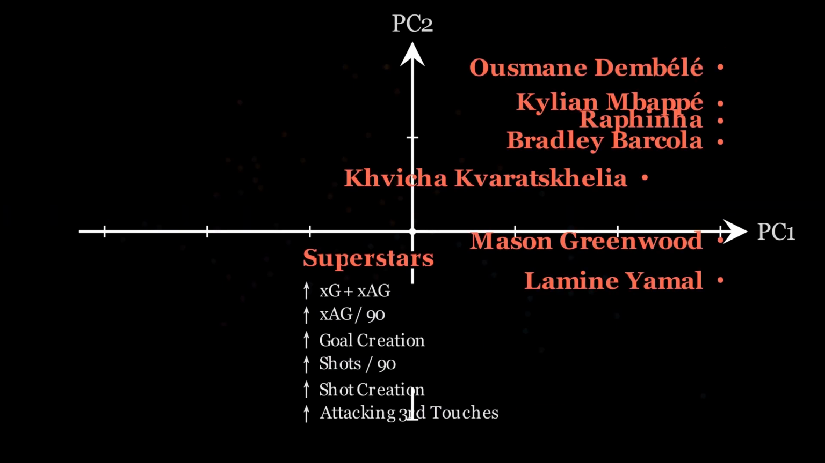Let's start with the superstars. These are the players who combine high involvement with real end product. They're dangerous because they can both create and finish at elite levels. This is seen by the fact that they have large values for both PC1 and PC2. And you'll recognize most of the names here immediately: Mbappe, Dembele, Lamine Yamal, Rafinha. The model is picking up exactly what we'd expect. These are the elite players, and they belong to a group of their own.